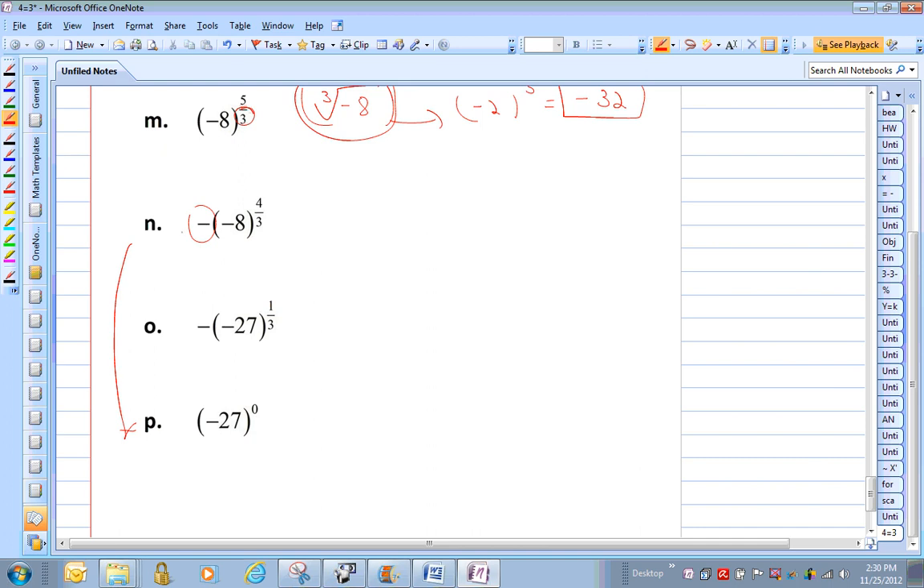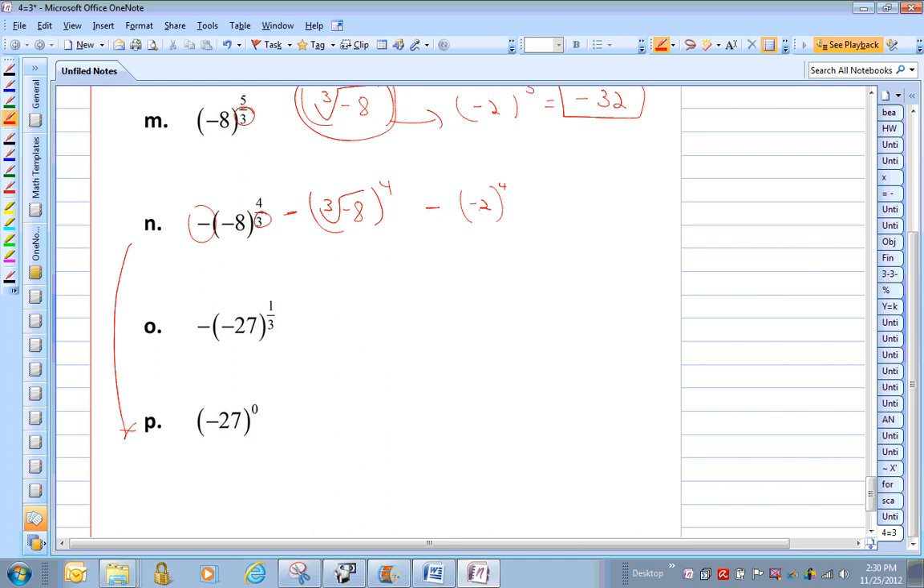All right, so ignore this negative for a minute. It's on the outside. So inside, we have the cube root of negative 8. And we're going to raise that to the 4th power. And then remember, on the outside, we have this negative. So look on the inside first. So keep this negative. And the cube root of negative 8 is negative 2. We just talked about that. And we're going to raise that to the 4th power.